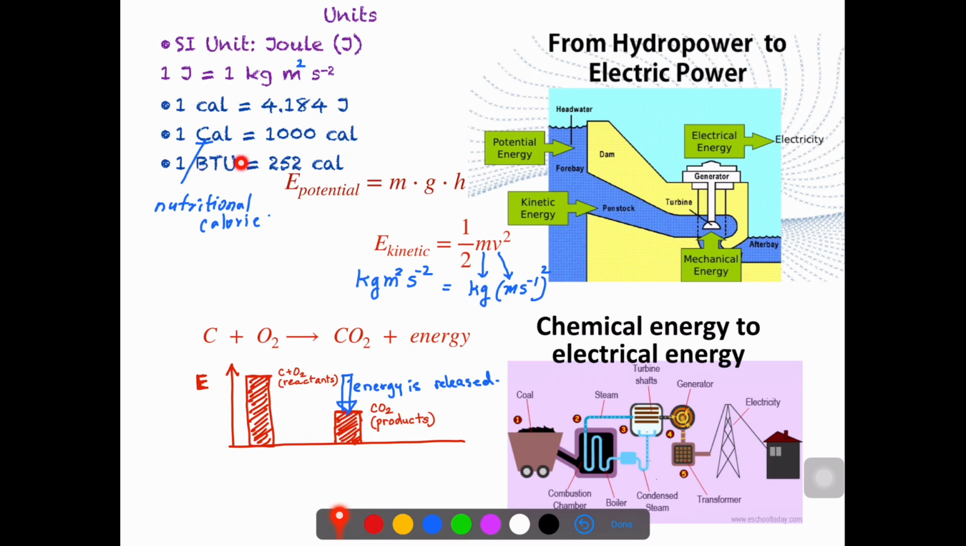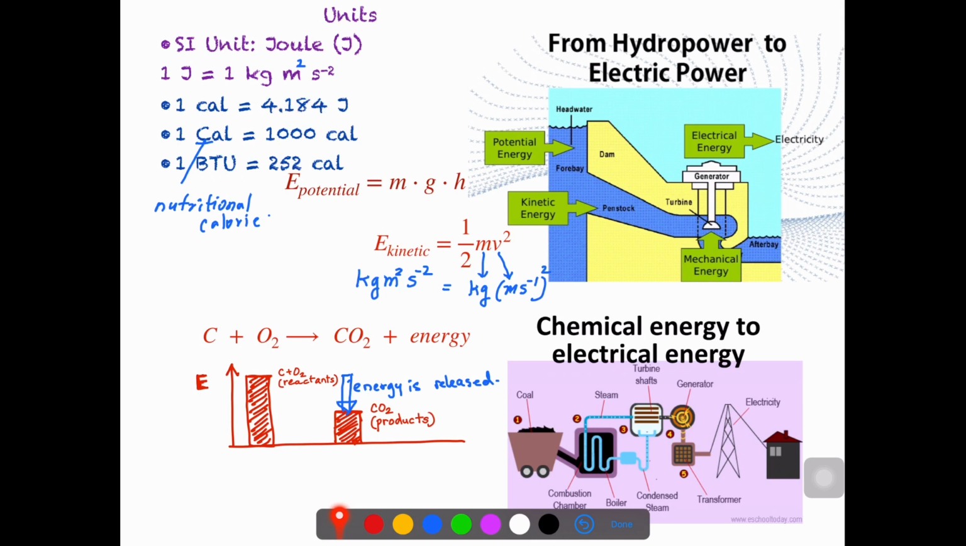British thermal unit is a bigger unit. It is equal to 252 calories. In other words, since each calorie is 4.184 joules, we can say a British thermal unit is 252 times 4.184 joules.